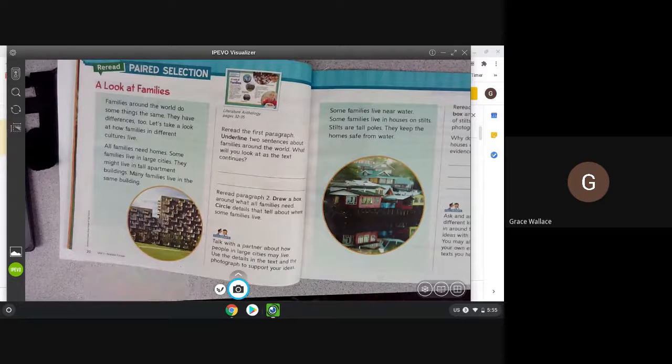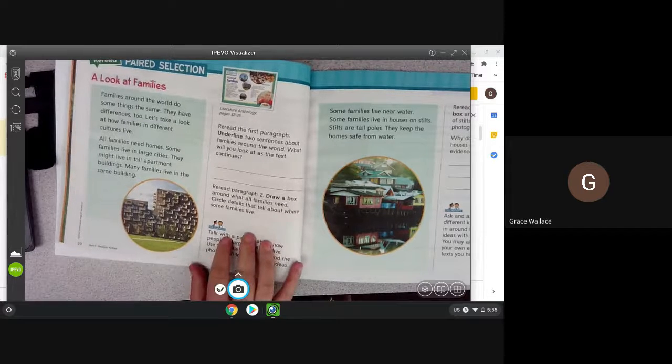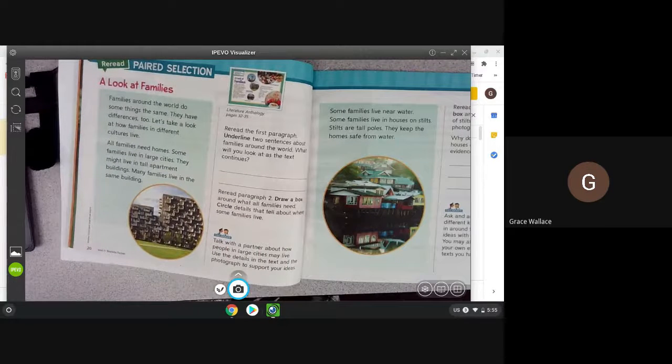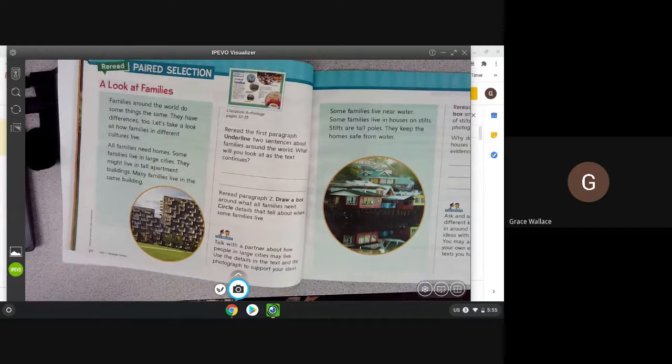The next one says, circle details that tell about where some families live. All right, let's look at it. Let's read it again, for a different purpose. This time we're reading it to find details that tell me about where some families live. All families need homes. Some families live in large cities. They might live in tall apartment buildings. Many families live in the same building. So you might want to circle some details about where some people live. We learned a lot about where some people live.